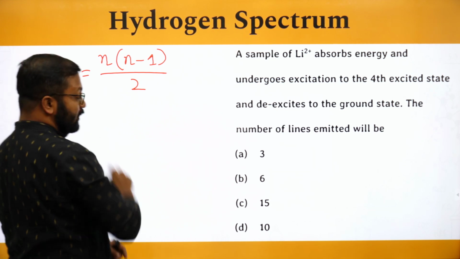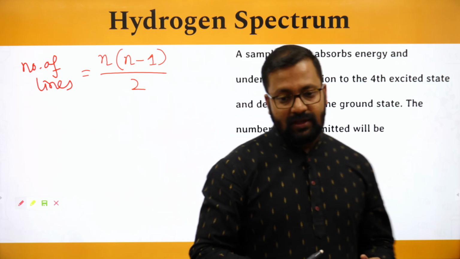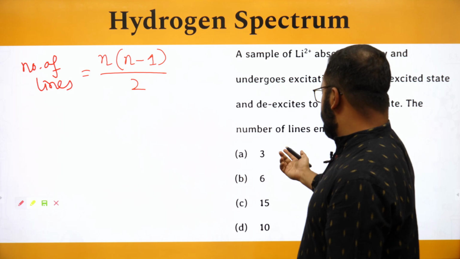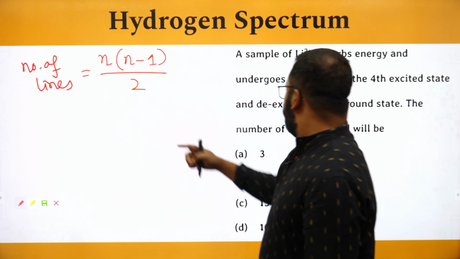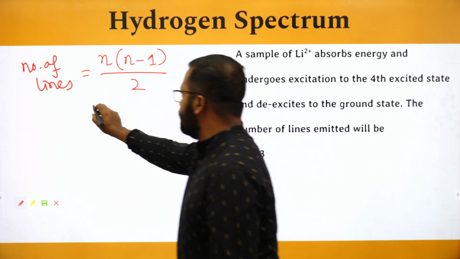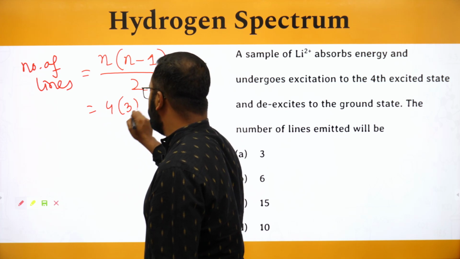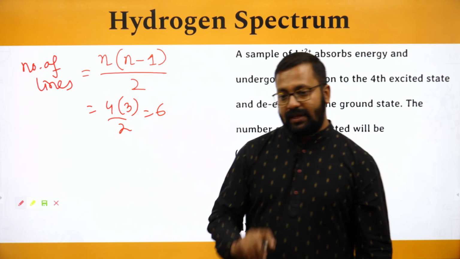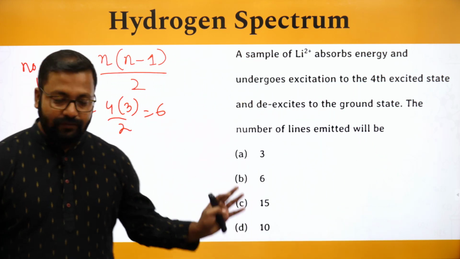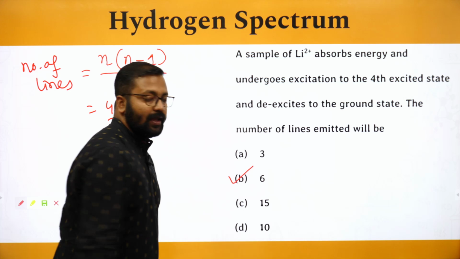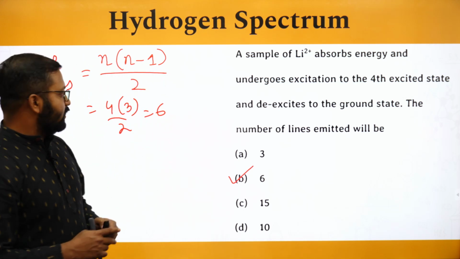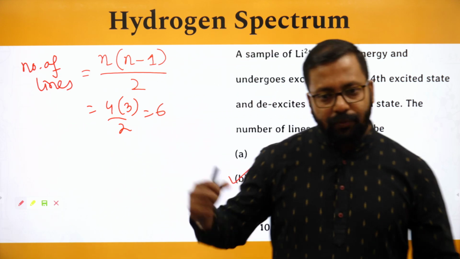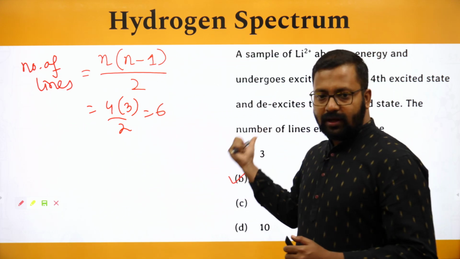The number of lines means the number of possible wavelengths which will be given out. So what will the number of lines be? From the fourth energy level we are coming down here. So 4 times 3 by 2, that becomes 6. So the right answer to this question will be B. Vishwa Subramaniam, it will not be A. It will be B.